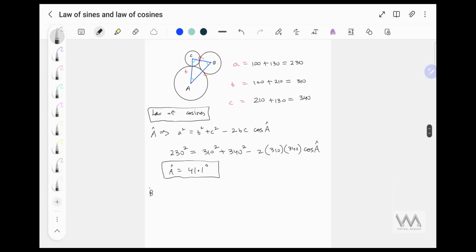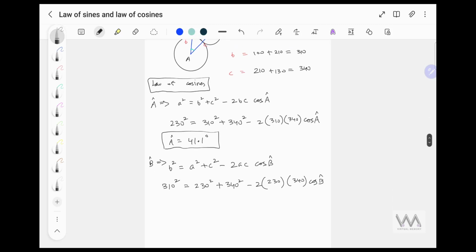Now let's do it for angle B. We have B squared equal A squared plus C squared minus 2AC cosine of angle B. So we can write 310 squared equals 230 squared plus 340 squared minus 2 times 230 times 340 cosine of angle B. And if we solve this, we find angle B is 62.4 degrees.